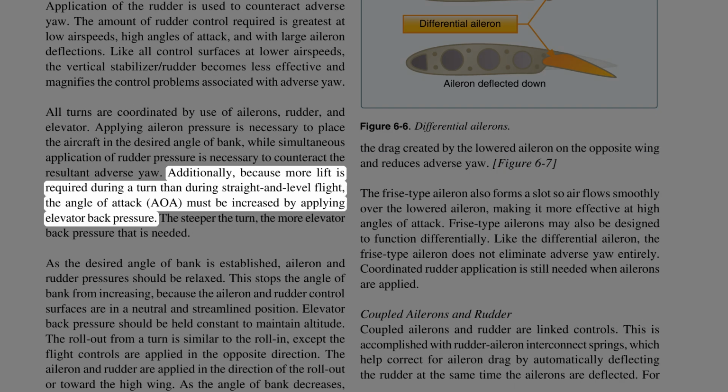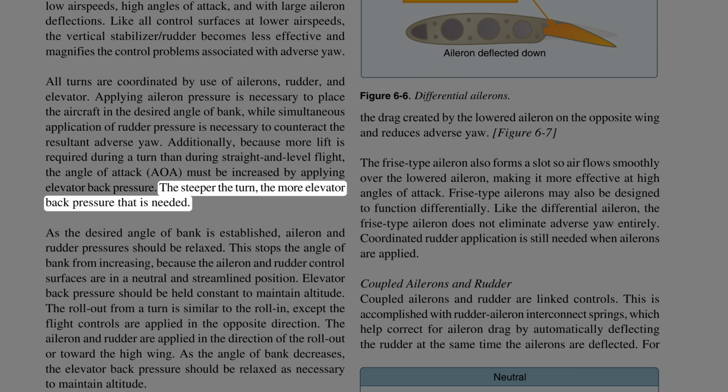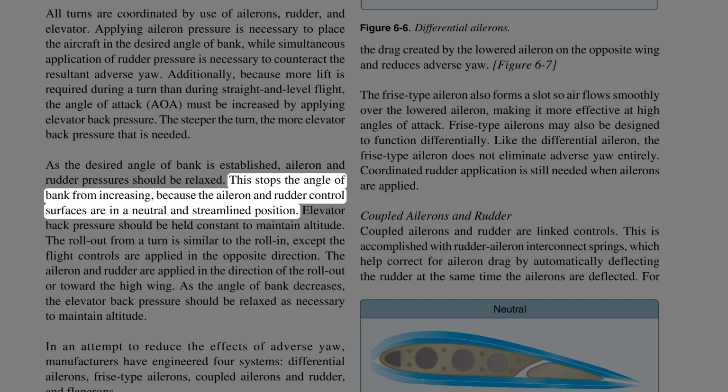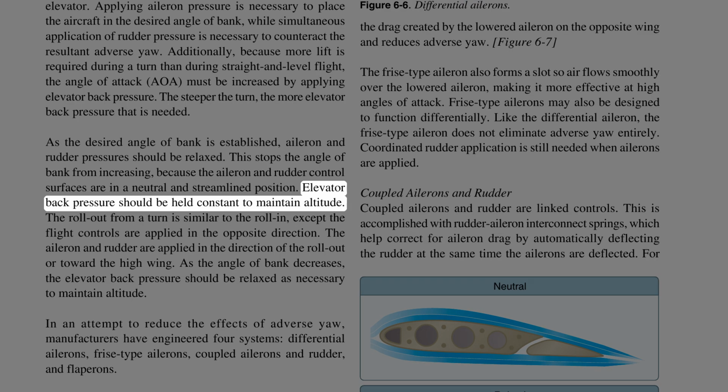Additionally, because more lift is required during a turn than during straight and level flight, the angle of attack, AOA, must be increased by applying elevator back pressure. The steeper the turn, the more elevator back pressure that is needed. As the desired angle of bank is established, aileron and rudder pressures should be relaxed. This stops the angle of bank from increasing, because the aileron and rudder control surfaces are in a neutral and streamlined position. Elevator back pressure should be held constant to maintain altitude.